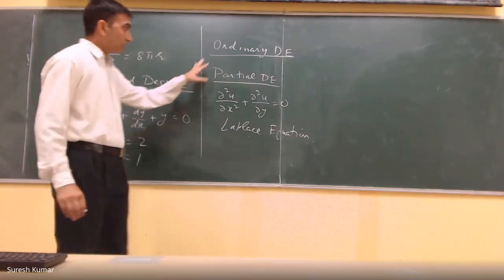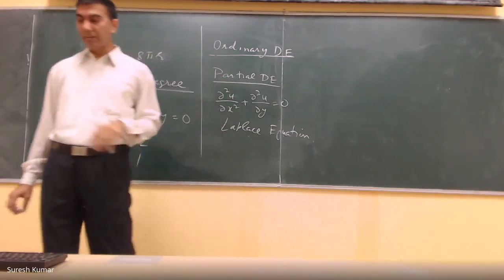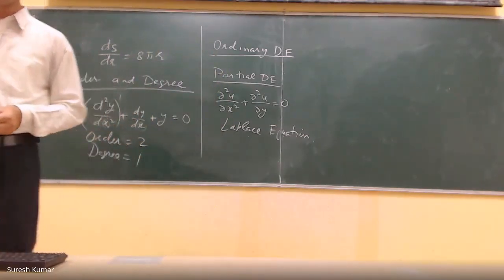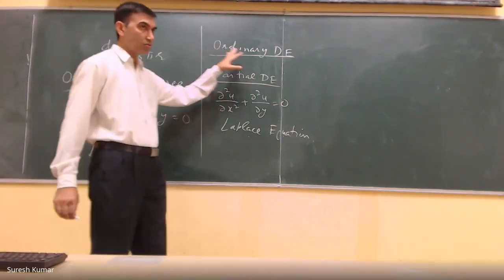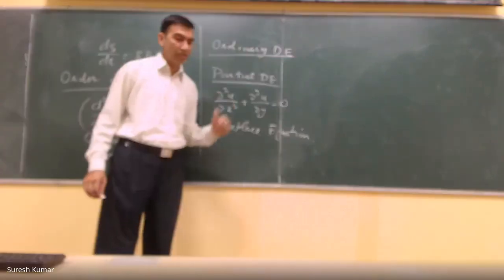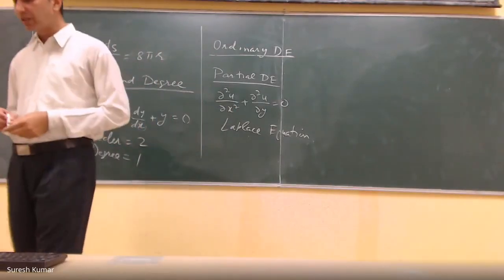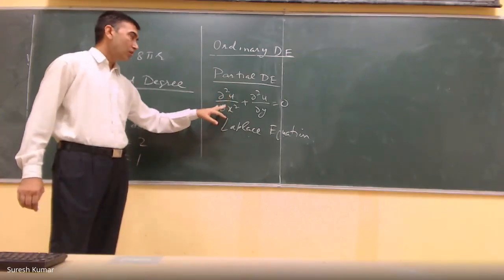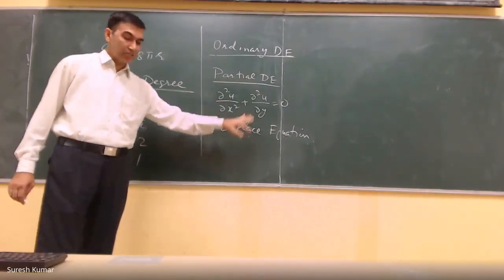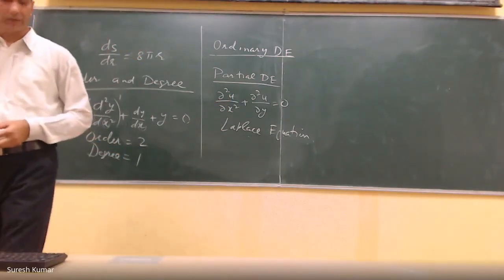Okay. So I was telling that depending on the number of independent variables present in the differential equation, we have two categories: ordinary differential equation and partial differential equation. Ordinary carries only one independent variable. Partial carries more than one. For example, here u is a dependent variable that depends on x as well as y. Okay.